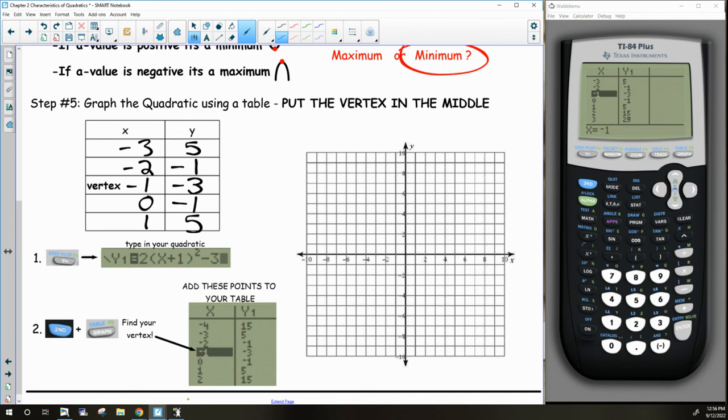That's because a quadratic is symmetrical. All right, we're going to plot, and we're done with this example. Okay, so I'm going to plot my vertex first. -1, -3. Left 1, down 3. There's my vertex.